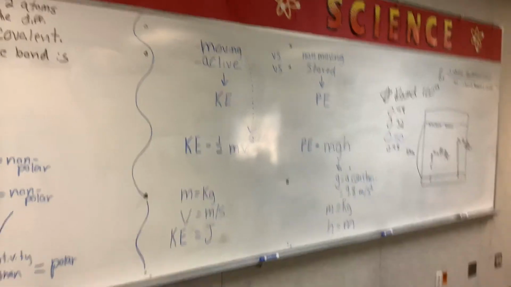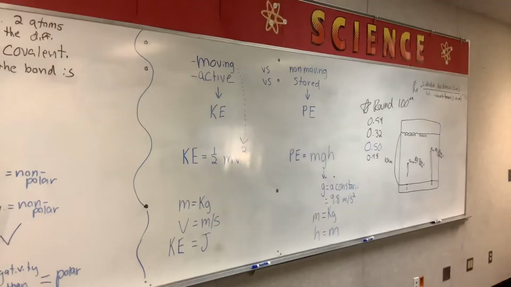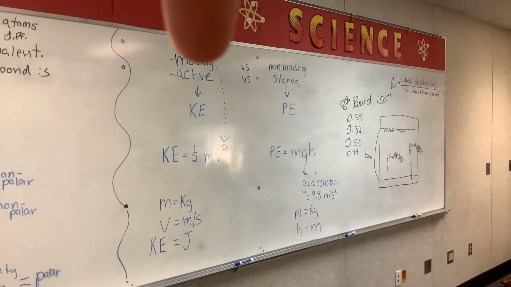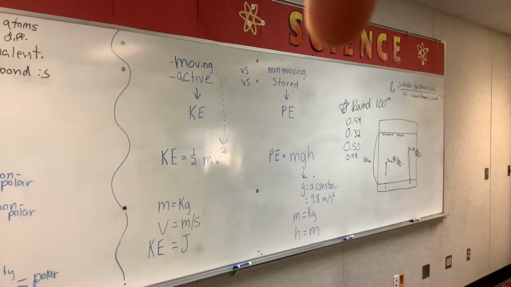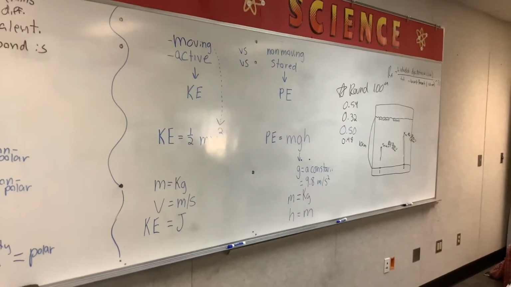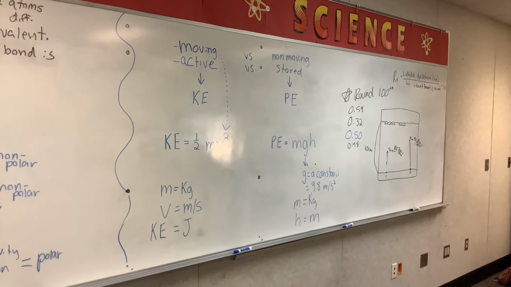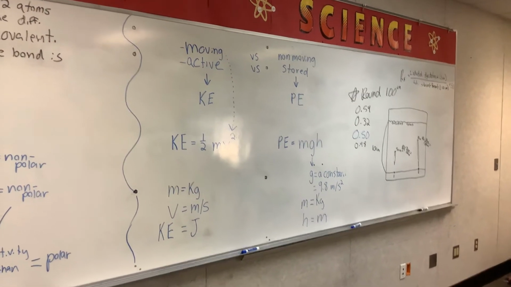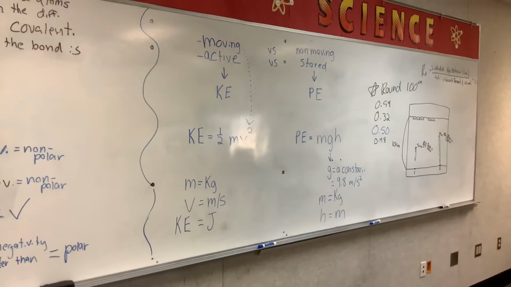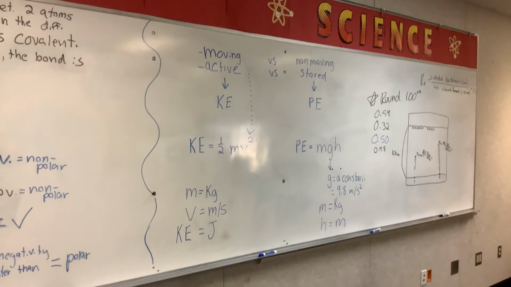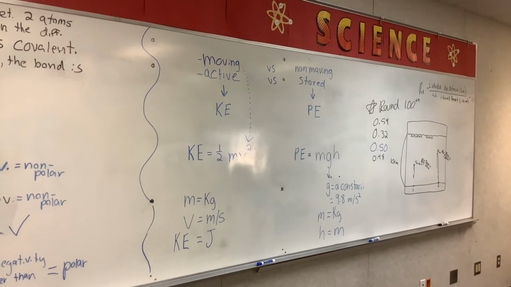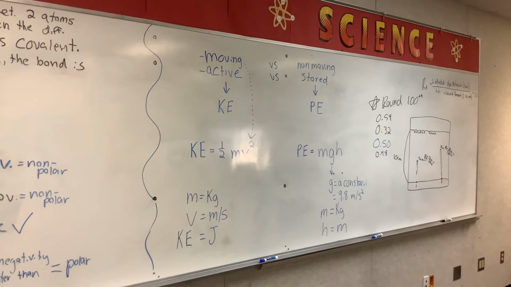Let's go over the formulas you need to know. They are on the top of your worksheet. Just remember, moving versus non-moving means active versus stored. Kinetic energy is the moving and active, and the non-moving and stored is potential energy. They have different formulas because if something's moving, you add in movement, which is speed or velocity. Non-moving has no speed, so it would be zero, and you don't want your energy to always be zero, so there's no velocity in that formula.